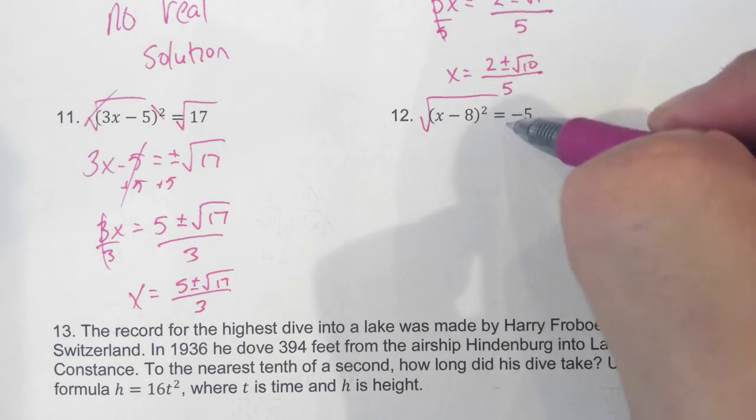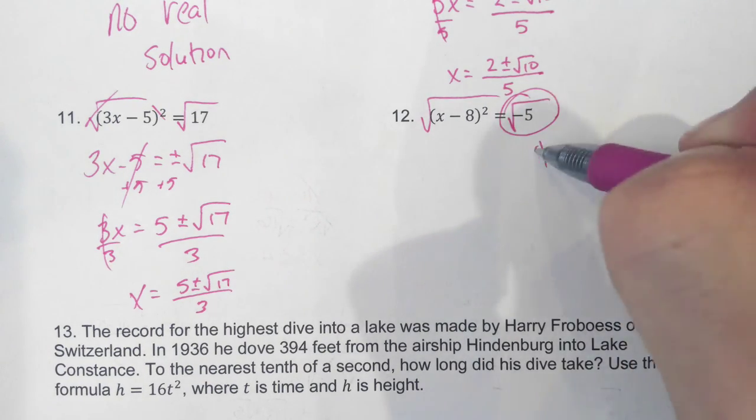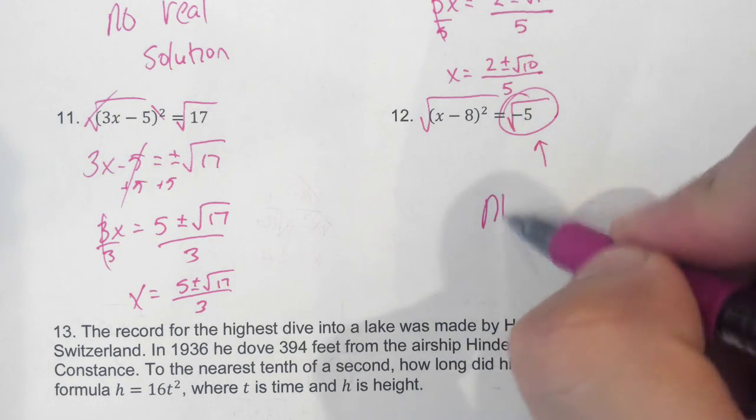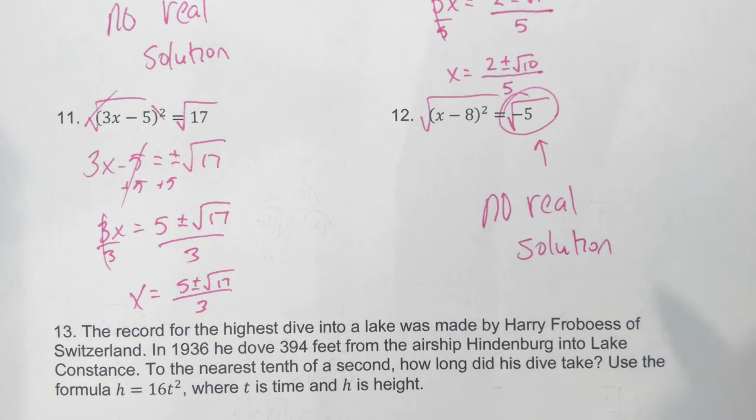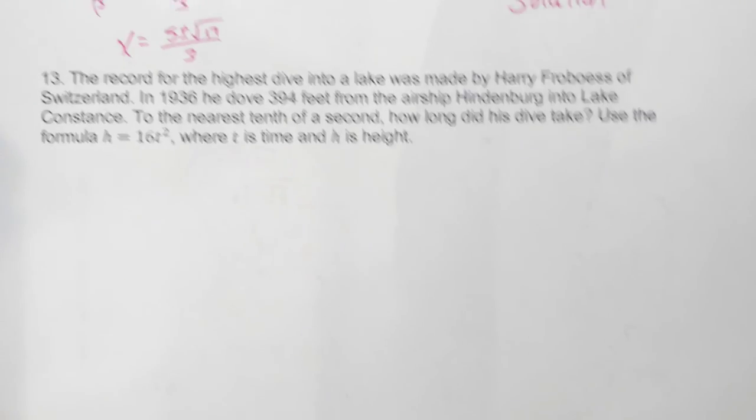Number 12, you square root both sides and you stop right there, because you can't take the square root of a negative number. No real solution. You like those problems.